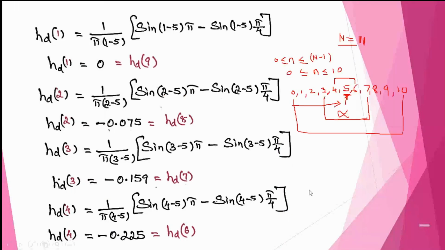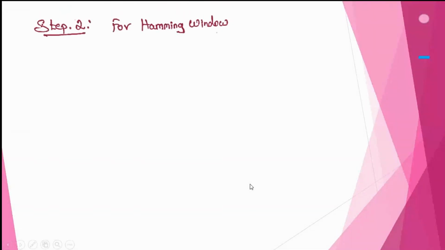So like that also we can remember according to that sequence of values. Now we have finished the HD of n, which has been solved here. So the second step is to determine the Hamming window. According to this Hamming window, now we are going to refer to our tabular column. Only this second step is going to be the same for all kinds of windows.